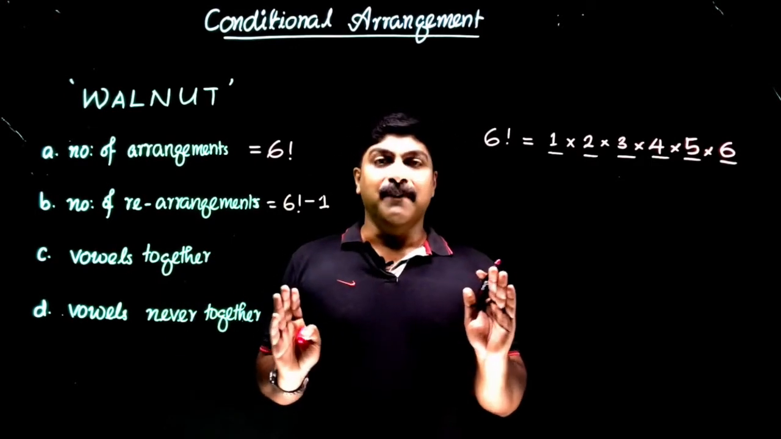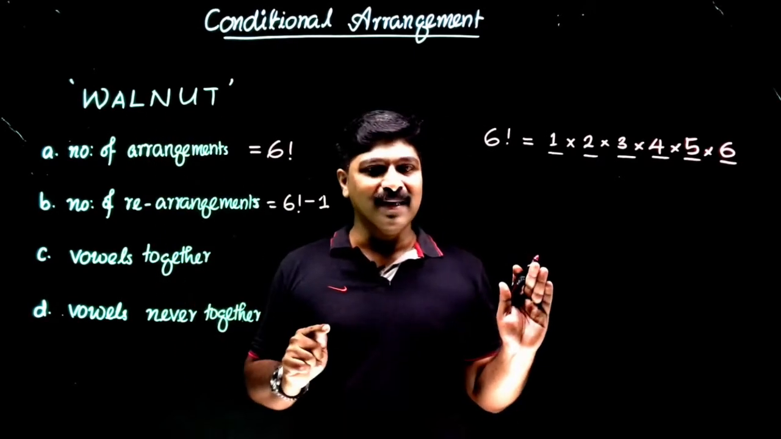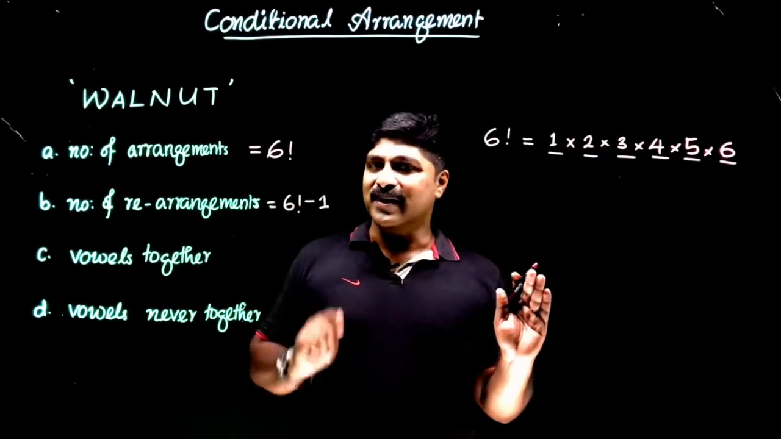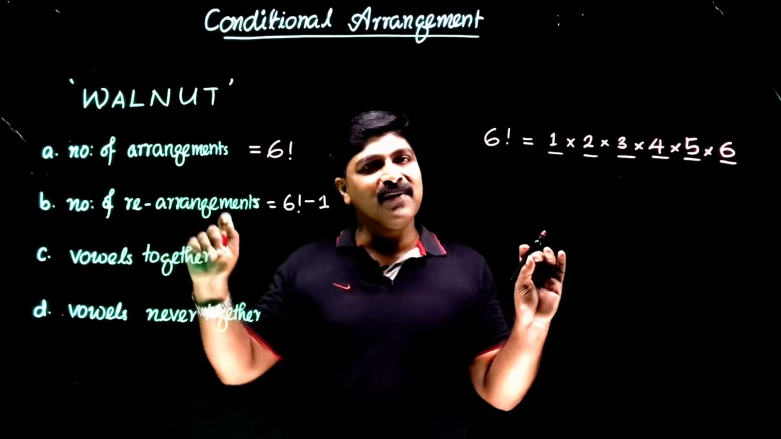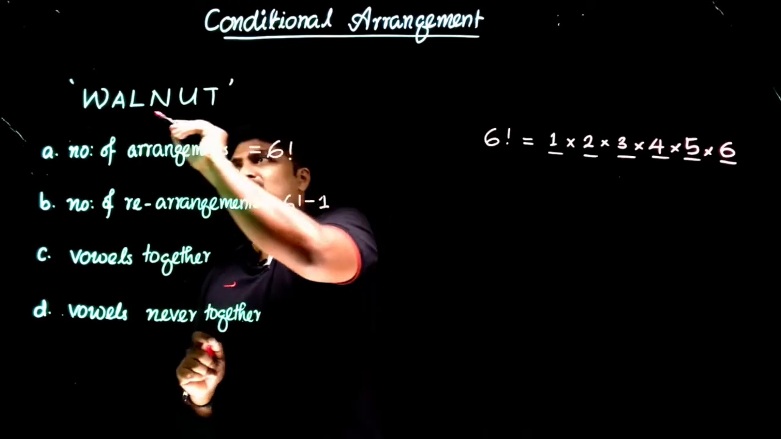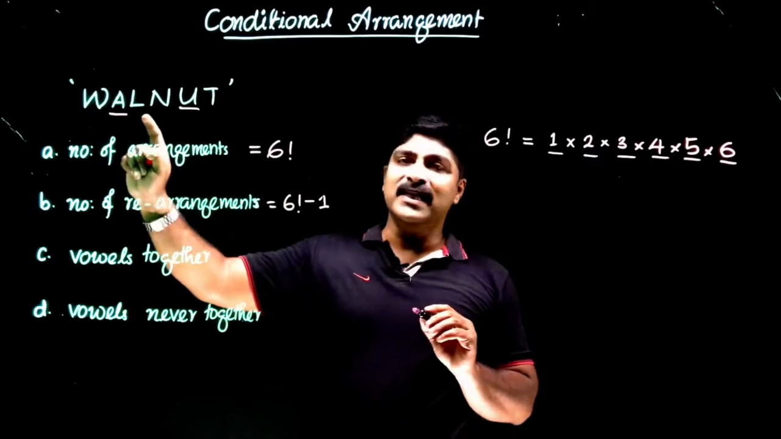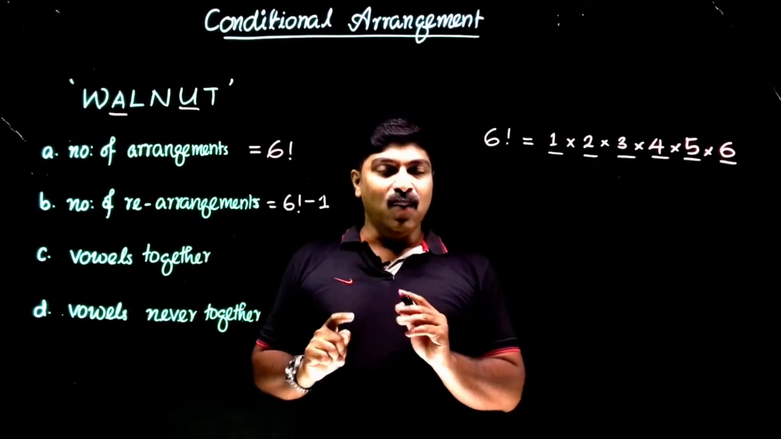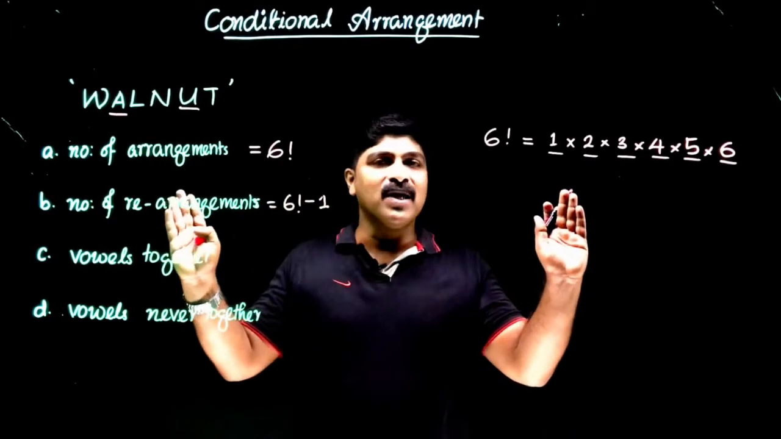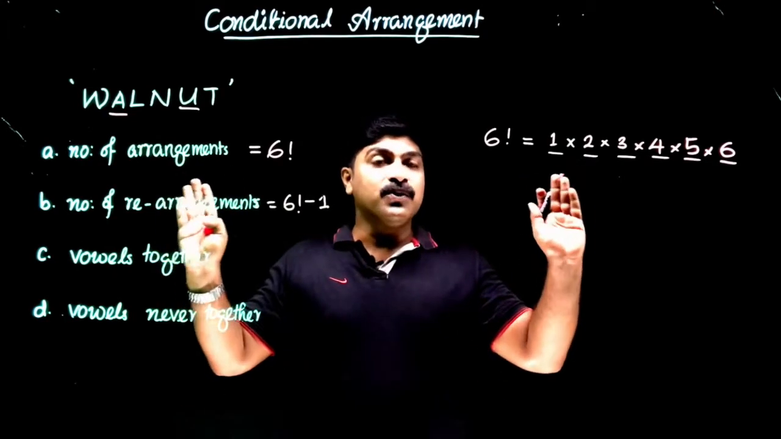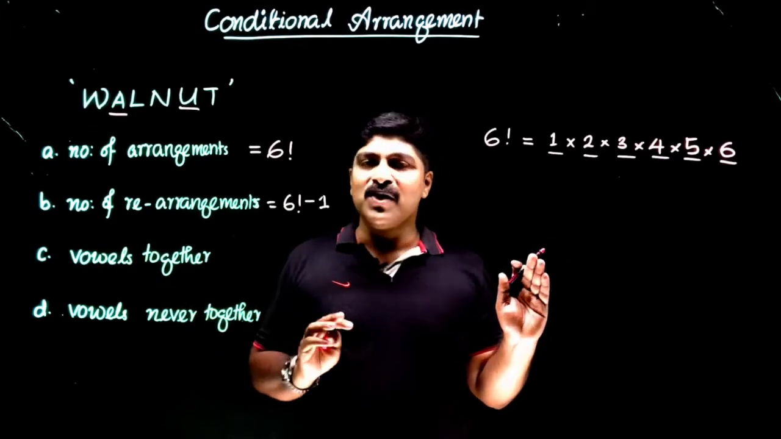Vowels together means how many different ways we can arrange the letters from the word WALNUT such that all the vowels are together. First, you have to identify which are the vowels in the given word. Here, the vowels are A and U. These are the 2 vowels in the given set of letters. We know that there are 6 factorial or 720 possible arrangements. Out of these 720 arrangements, how many of them satisfy the condition vowels together?